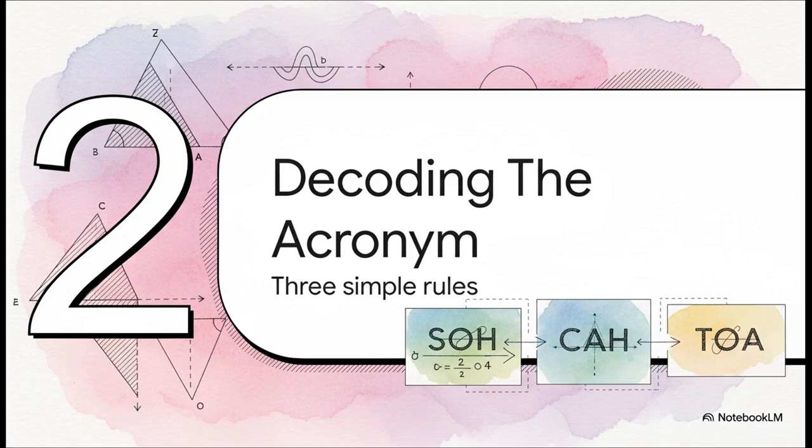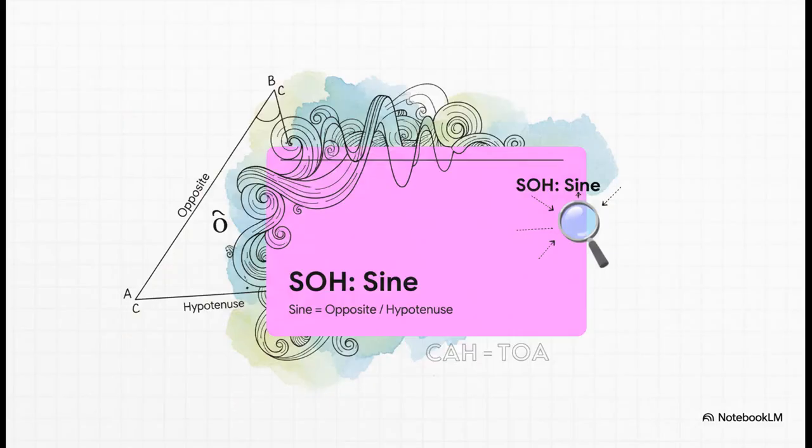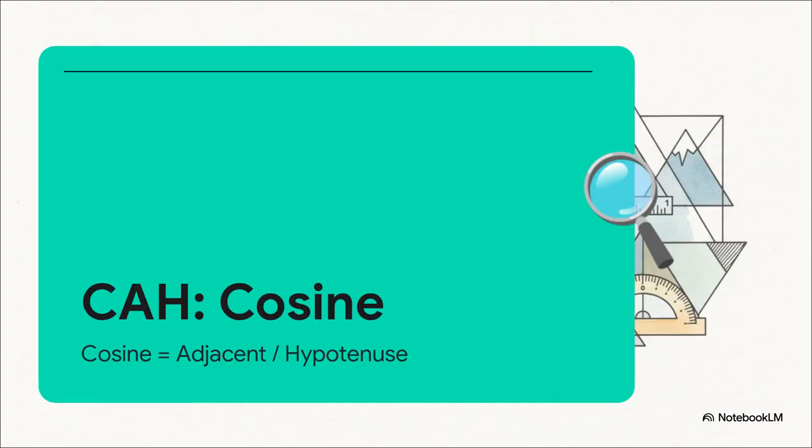What does this thing actually stand for? It's actually brilliant in its simplicity. It's broken down into three little chunks, and each chunk gives you a complete formula. The first piece of the puzzle is SOH. The S, well, that's for sine. The O tells you what goes on top of the fraction, the side that's opposite your angle. And the H tells you what's on the bottom, the hypotenuse. So sine equals opposite over hypotenuse. Easy as that.